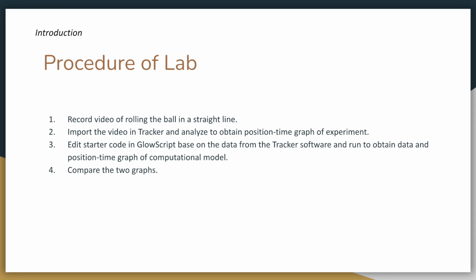The procedure of the lab is as follows. Record a video of rolling the ball in a straight line, import the video in Tracker, and analyze the obtained position time graph of the experiment. Edit the starter code in GlowScript based on the data from the Tracker software, and run to obtain data and position time graph of the computational model. And lastly, compare the two graphs.